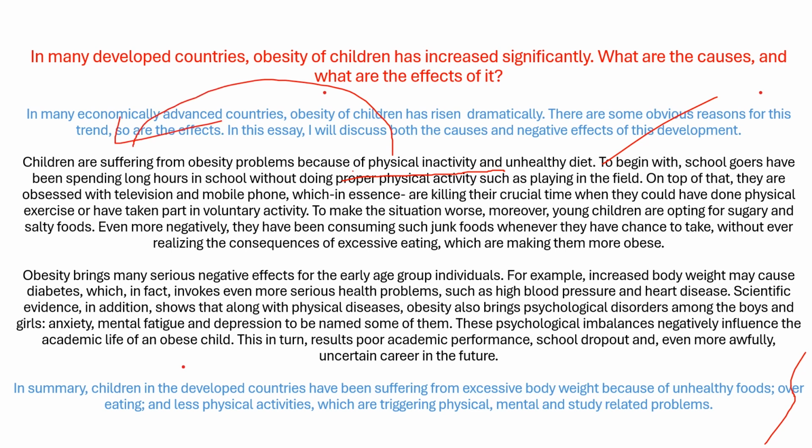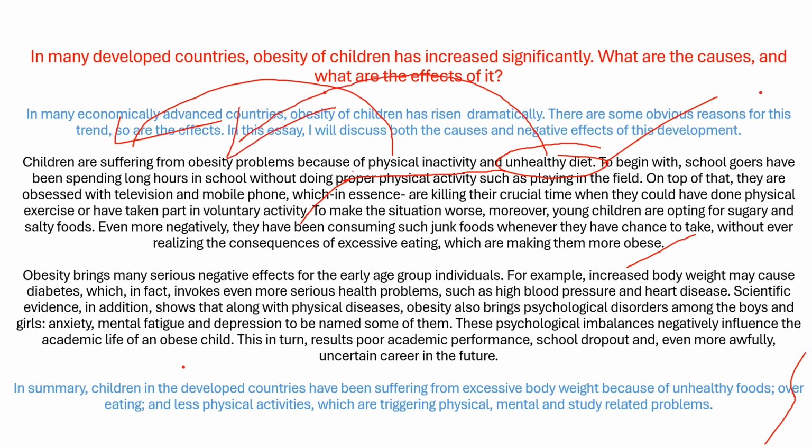Next we see that, to make the situation worse, young children are opting for sugary and salty foods. Even more negatively, they consume junk food whenever they have the chance, without ever realizing the consequences of excessive eating, which are making them even more obese. If you try to understand more deeply, you will find that this is the explanation of the unhealthy diet: how an unhealthy diet is making children obese.